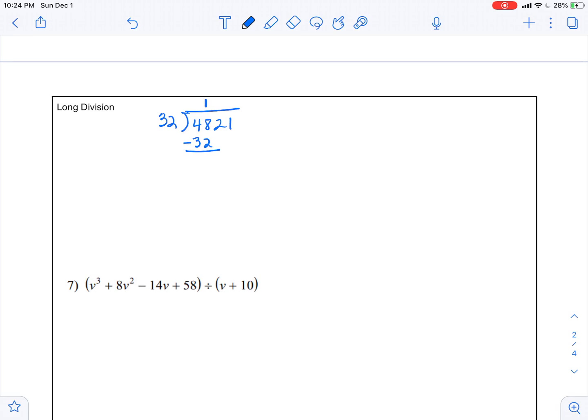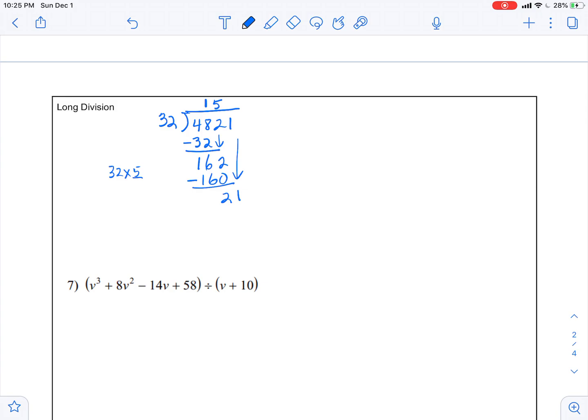But we're just going to subtract. So you get a 16. And then again, remember, you bring down your next number, and that's a 2. And we say, okay, what are we going to multiply 32 by to get as close to 162 as we can? And I'm thinking 5, would that work? So 5 times 32, that's 160, right? And again, then I'm going to subtract, and I have 2 left over, and I bring down the 1.